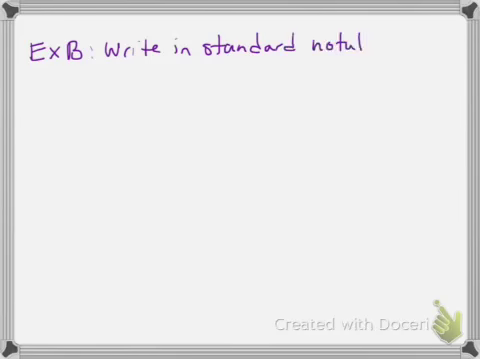So, example B, we're going to write in standard notation. Okay, so let's write 2.6 times, ooh, that's a horrible, times 10 to the 3rd power. So how I like to do it is I write my 2.6 down, and then think about what direction am I going to move my decimal point.